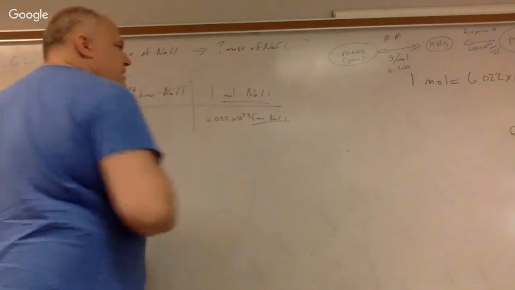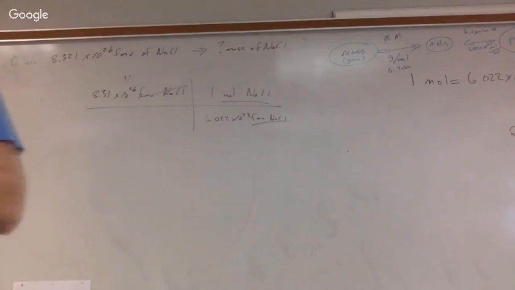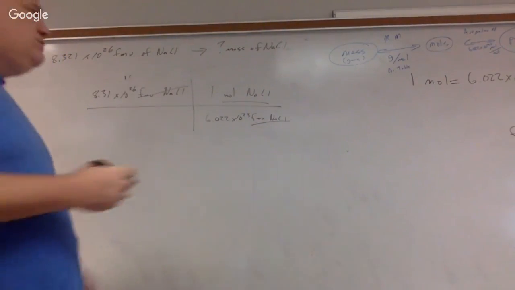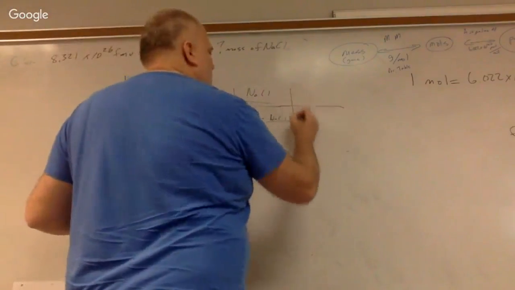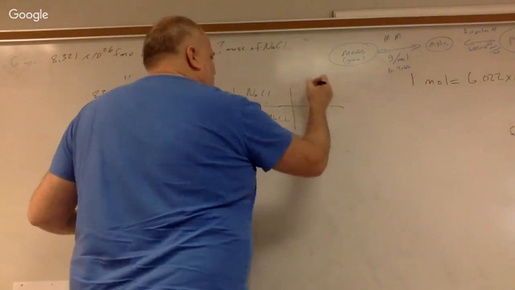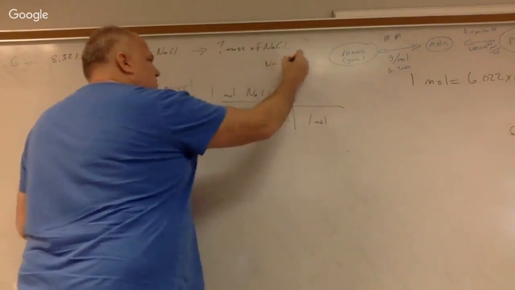Now I'm at moles of NaCl and I want to get to grams. Whenever I want to get between moles and grams, mustn't I use the periodic table and the molar mass? So if I set this up right now, I'm going to go 1 mole, and then on top here I have to do the molar mass of NaCl. Let's do that really quickly.